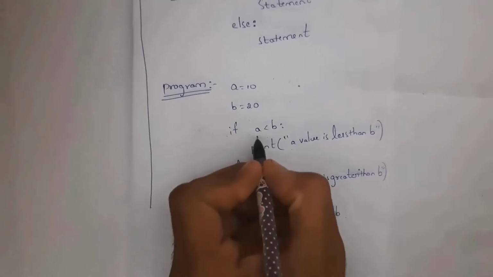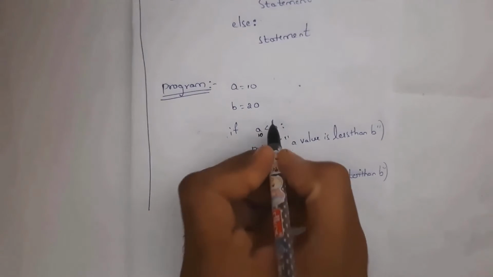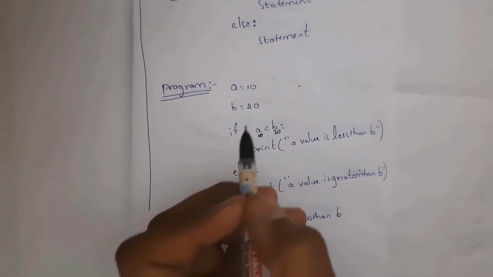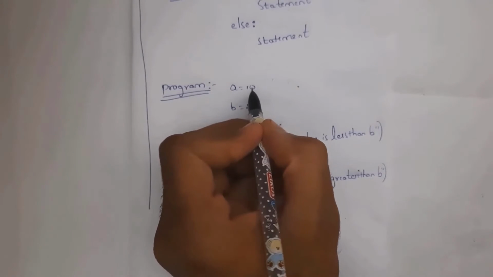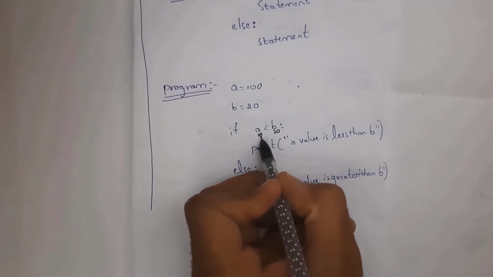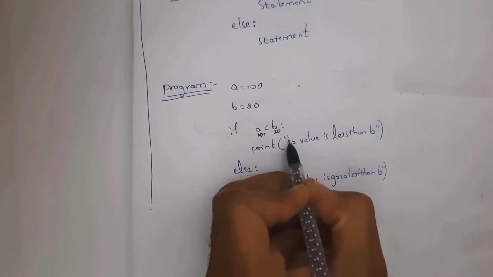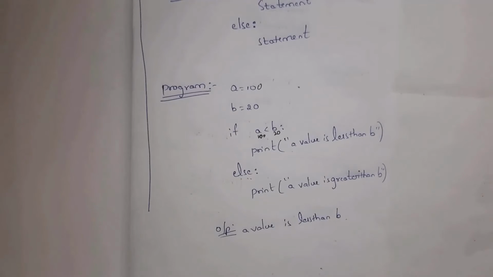Here I gave the value of a as 10 and the value of b is 20. Yes, 10 is less than 20. This condition is true. So whatever statement I wrote inside if will be executed, so I will get the output, that is a value is less than b. For example, in place of 10, if I give a value as 100, 100 is not less than 20. 100 is greater than 20. So this condition is not satisfied. So whatever statements I wrote inside else will be executed. Here inside else I wrote print a value is greater than b. So I will get the output, that is a value is greater than b.